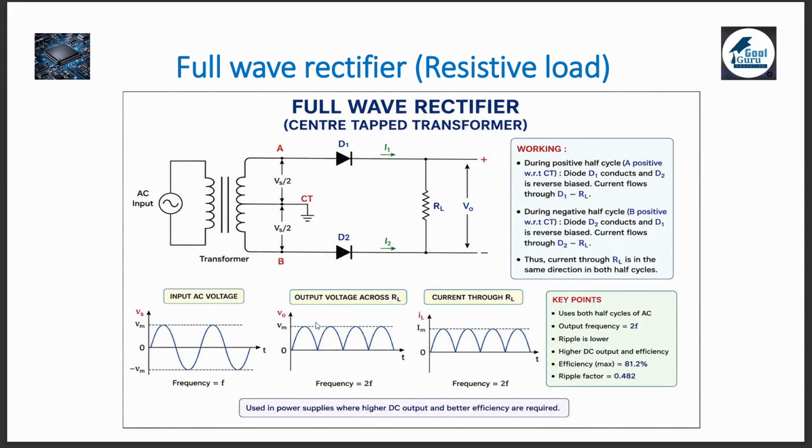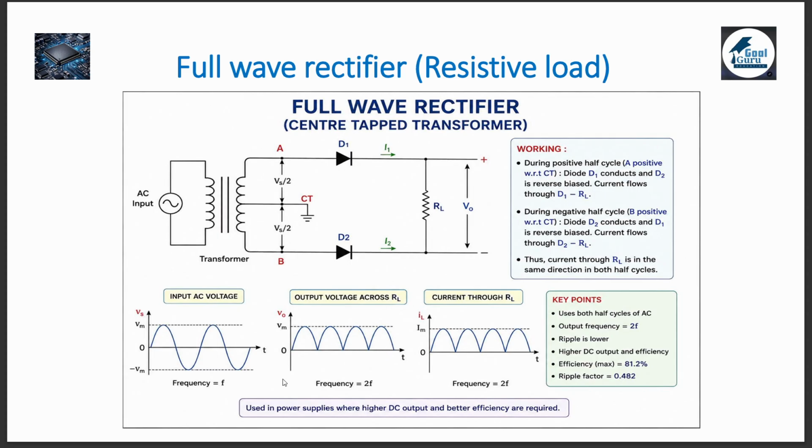D1 conducts during the positive half, and D2 conducts during the negative half, which was not the case in the half wave rectifier. Therefore, the output voltage appears for both the positive as well as the negative half of the AC input. Thus, the current through RL is in the same direction in both half cycles. Hence, this is the current direction through RL, and you have this output voltage across RL.